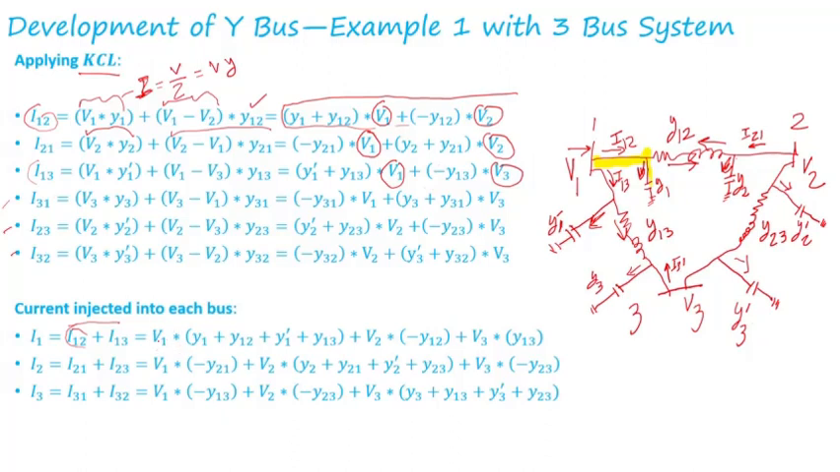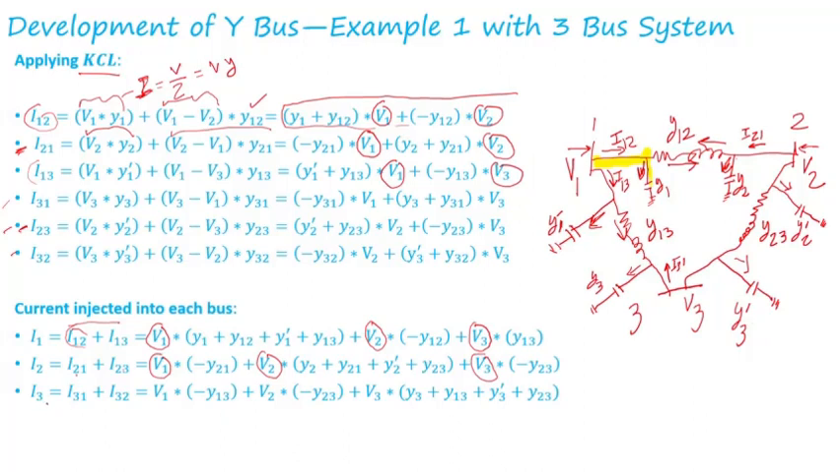Then I rearrange such that I can isolate V1, V2, and V3, because in the end I want to put it in a matrix format, and we'll see that later. I do the same thing for I2, the current injected into bus 2, which is I21 plus I23. I have I21 here and I23 here. If I replace them with their equations and rearrange to isolate V1, V2, and V3, it's basically simple algebra.